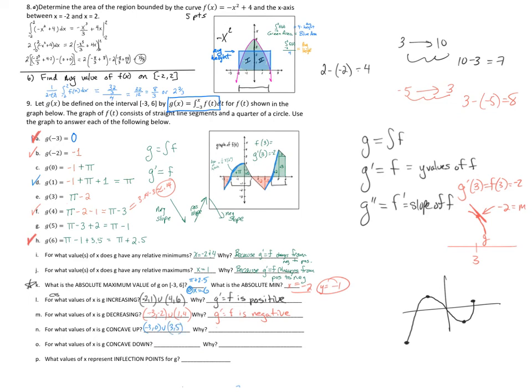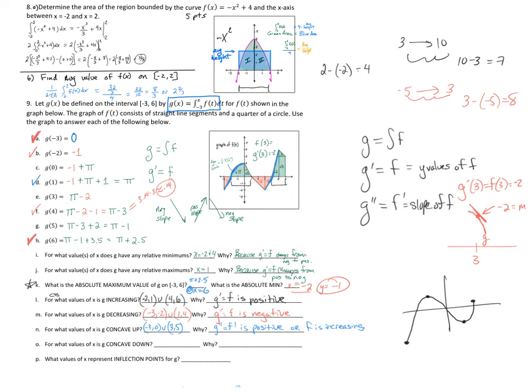So now our reasoning can be g double prime, which equals f prime, is positive. Or you could say f is increasing, because to say f is increasing is the same as saying its slope, f prime, is positive. So you should be able to guess this now. When is g going to be concave down? Well, that's when f has a negative slope. So that's when g double prime, which is the slope of f, is going to be negative.